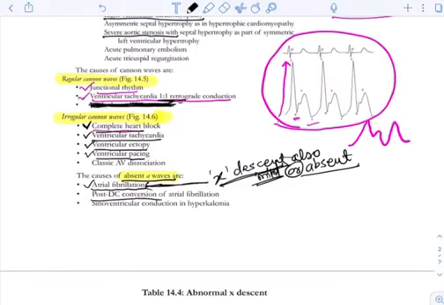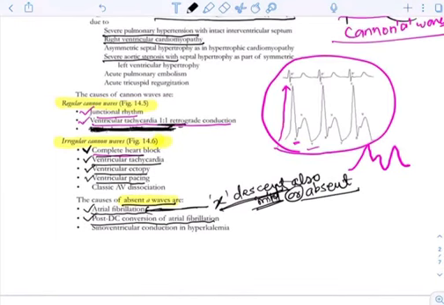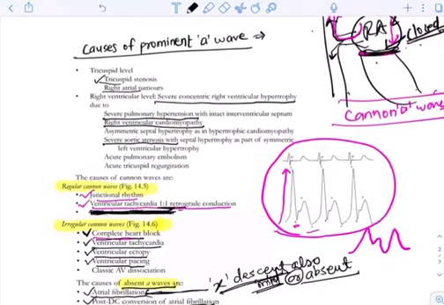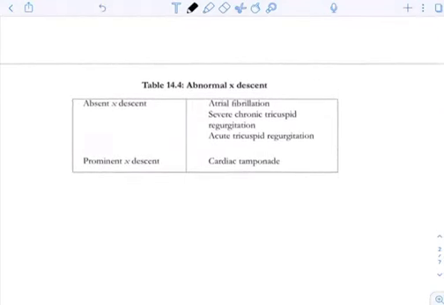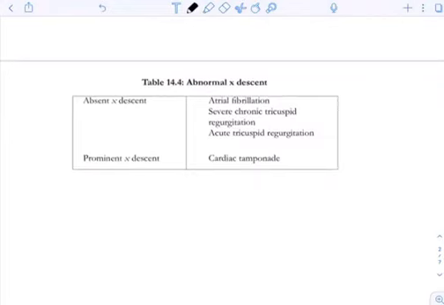So second cause for absent A wave is post DC conversion of atrial fibrillation. So these are the causes we have seen for regular Cannon waves, irregular Cannon waves, and prominent A waves. Now the abnormal X descent. As I have told you, atrial fibrillation will not allow atria to relax, then severe tricuspid regurgitation.